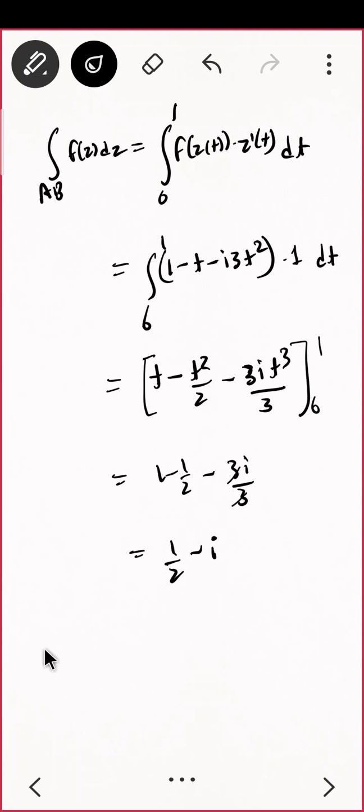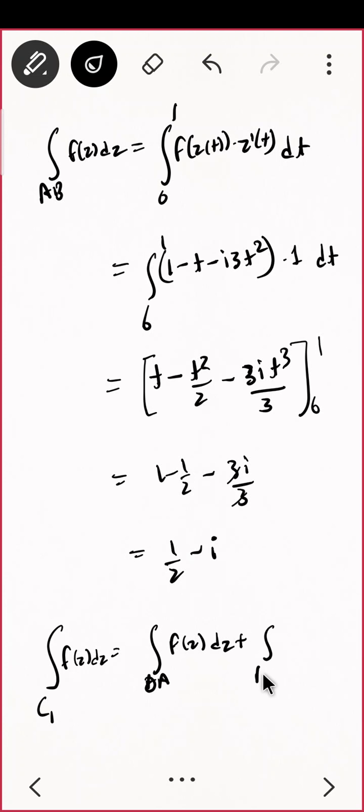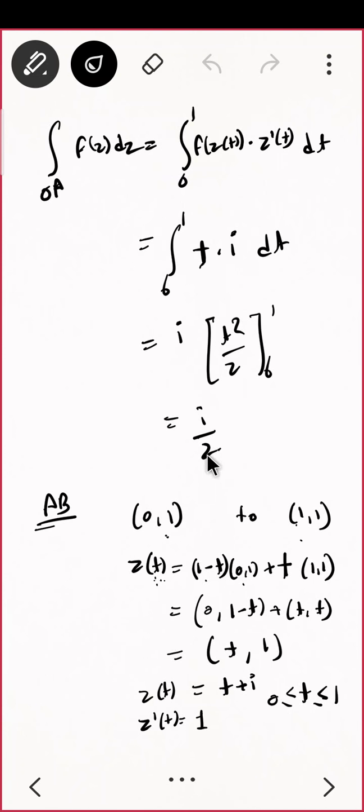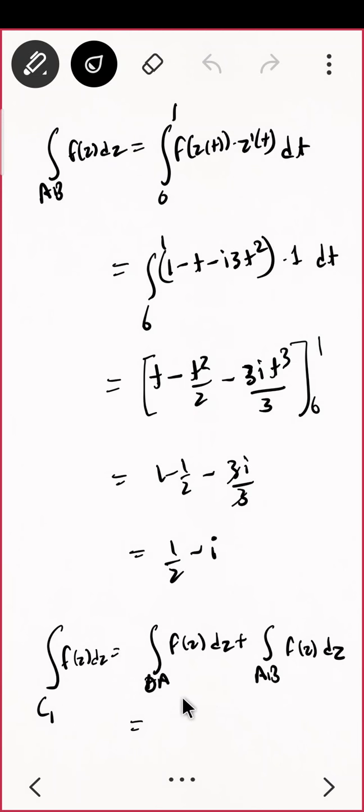So what is your integral over C1? It will be the integral over OA of f of z dz plus the integral over AB of f of z dz. You need to add the two. What is the first one? That is i by 2. And what is the second one? That is 1 by 2 minus i. So what is the total? So it will be 1 minus i by 2.